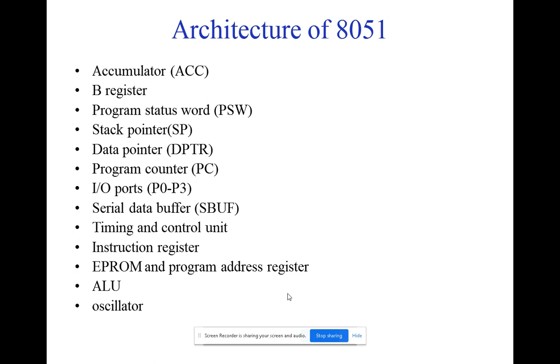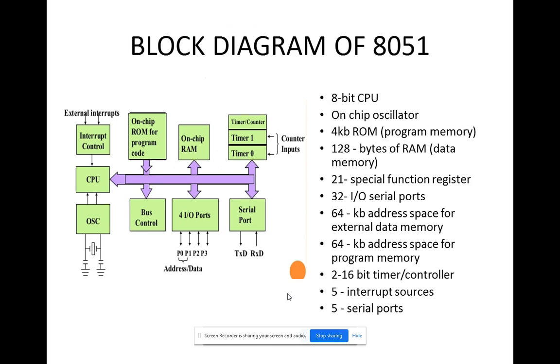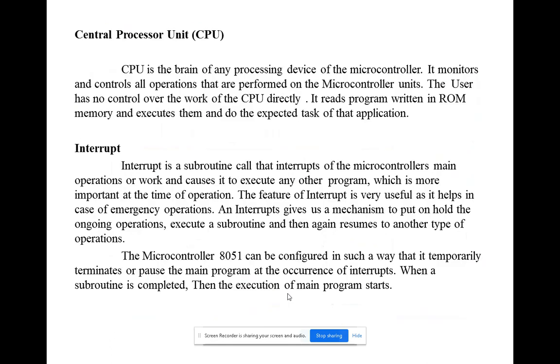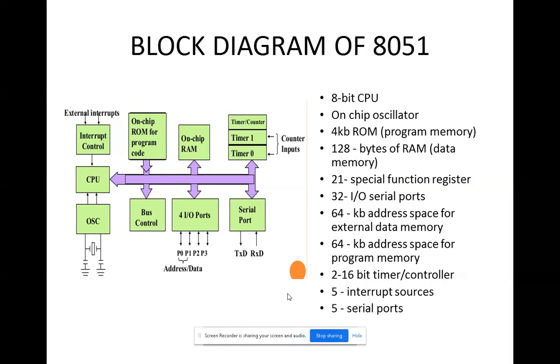Next, we are going to see the architecture of 8051. In the architecture of 8051, you will be having the blocks: accumulator, B register, program status word, stack pointer, data pointer, program counter, input output ports, serial data buffer, timing and control unit, instruction register, EPROM, program address register, ALU, and oscillator. These are the blocks available in the architecture of 8051. So one by one we will be seeing them. This is the basic block diagram of 8051. We will see this entire block next time, but before that, we will see the overall block diagram of 8051.